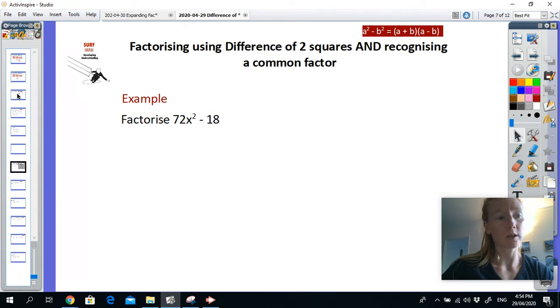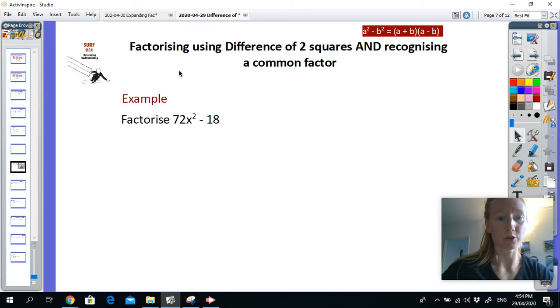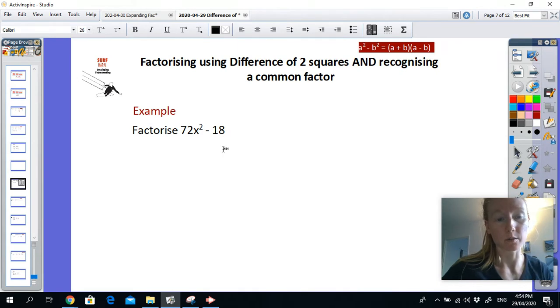However, when we looked at that example in the previous one, 16x squared and 100 were already squares, which is why some students tend to go down this error or this wipeout route here. But in the example that we have here, it's not immediately obvious that we're dealing with a difference of two squares question. Okay? And that's why it's really important that you always look for a common factor first. So if we look at these two terms, we need to look for the highest common factor.